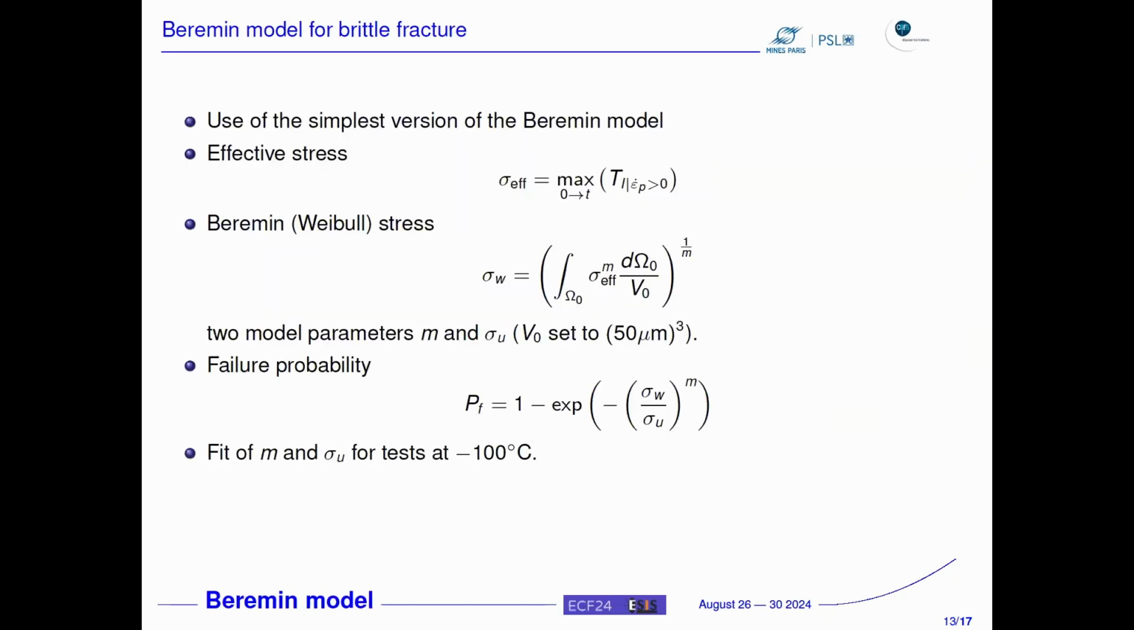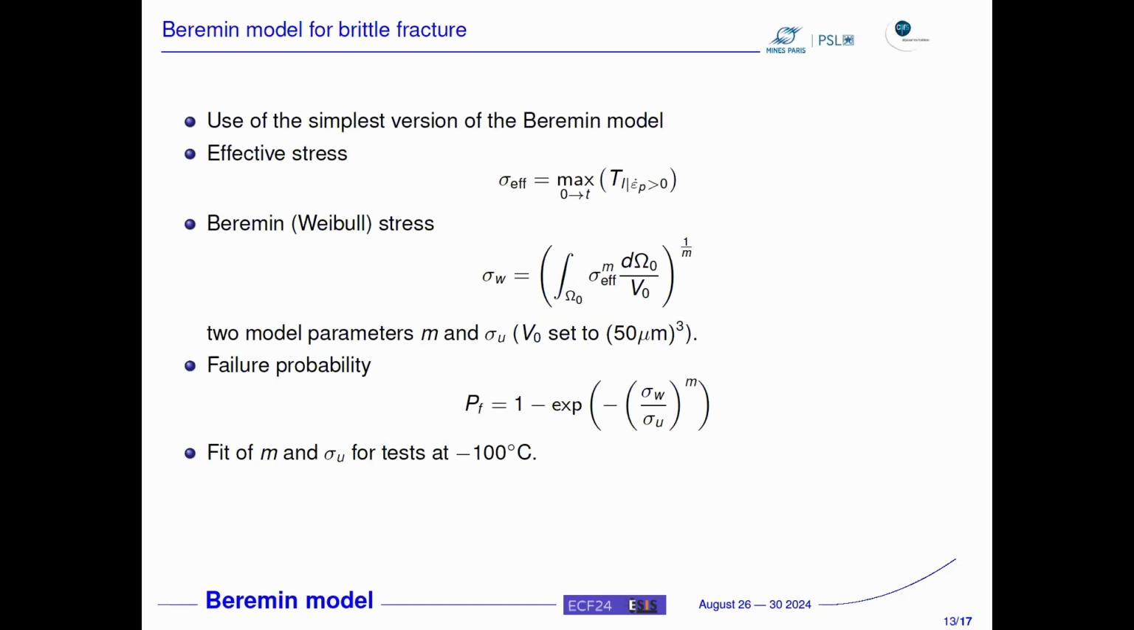So then we have done our elastoplastic analysis of the test. We need to have some kind of brittle failure criterion, so we're using the very original Beremin model. We define an effective stress, which is the maximum over the load history of the principal stress, assuming that plasticity is active. And the Weibull stress is defined by this integral, where the parameter m is an unknown that you need to fit, and which basically represents scatter.